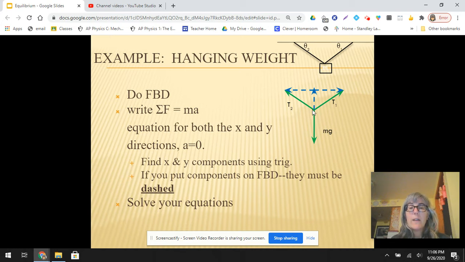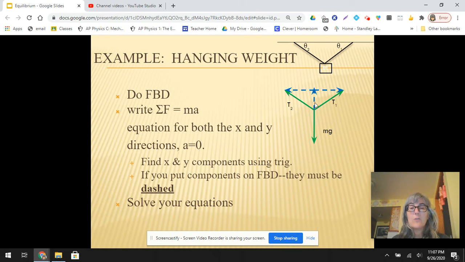So we don't have just x and y forces. mg is just in the y direction. That's pretty cool. But our two tensions are actually at weird angles. So there's a component in the x direction and a component in the y direction of each one. So you're going to use some trig in order to figure out what those components are.